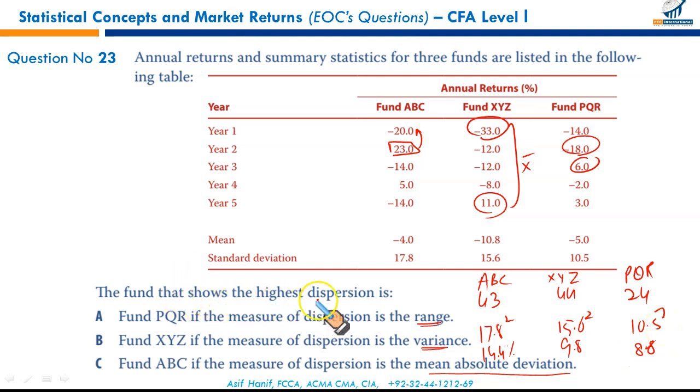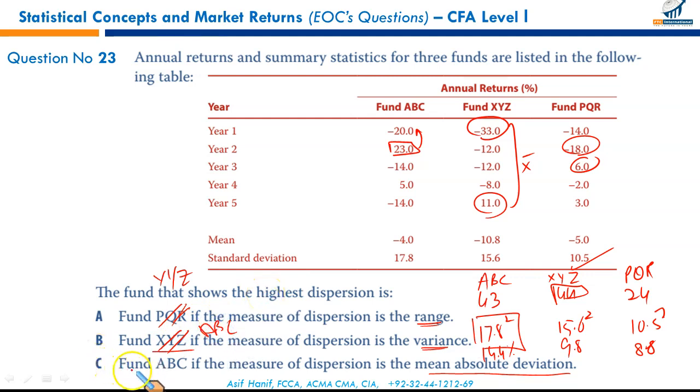Now let's see. Option A: the fund that shows the highest dispersion is fund PQR if the measure of dispersion is range. If the range is used, then XYZ is showing the highest dispersion, not PQR. XYZ showing the highest dispersion with regard to range. B. Fund XYZ if the measure of dispersion is the variance. With regard to variance, ABC is showing the highest variance, not XYZ. Wrong.